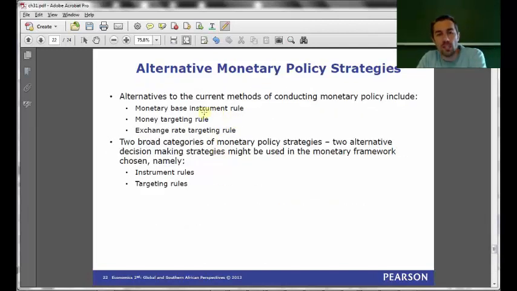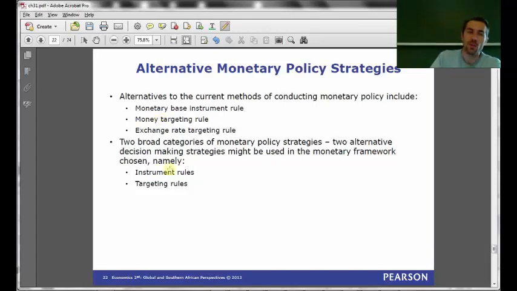But there are two essentially within these. These are all different types of methods that fall within two basic strategies. So you can have an instrument rule strategy or a targeting rule strategy. So we do inflation targeting. That would be a targeting rule strategy, right? Exchange rate targeting would be a targeting rule of the exchange rate as opposed to inflation. Or if you target the monetary base, that's another targeting rule. Okay? We do inflation targeting.